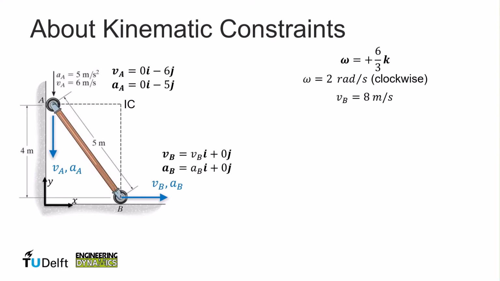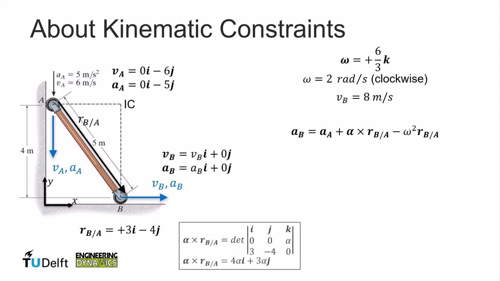To find the acceleration, let's write the relative acceleration equation in vector form. The relative position vector rB/A can be easily obtained. The vector product with the angular acceleration can also be solved. Using the unknown value of the angular acceleration alpha, the determinant leads to the following vector equation. Pause the video now and make sure you are able to calculate this vector product. Practicing whenever possible will always keep your algebra skills very sharp.